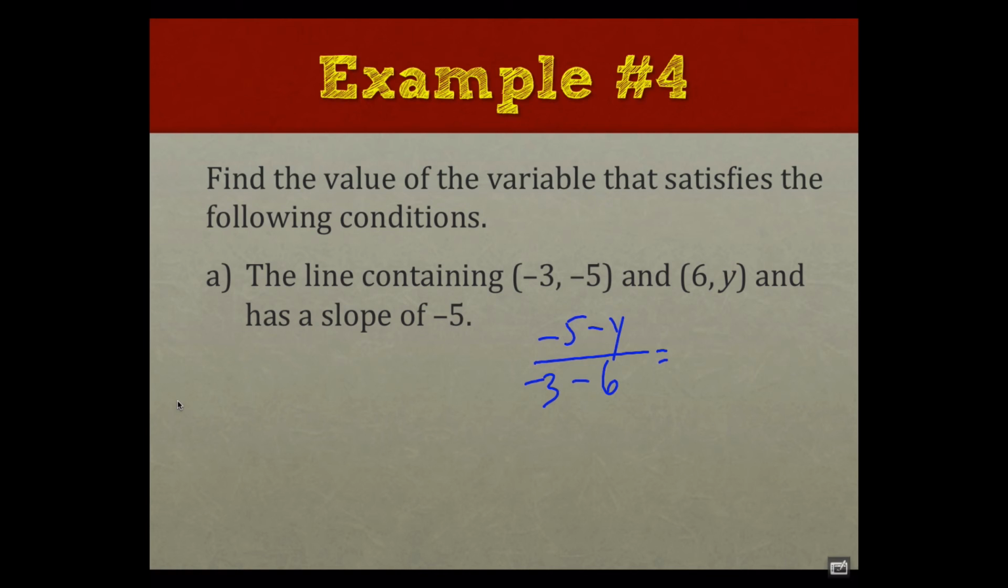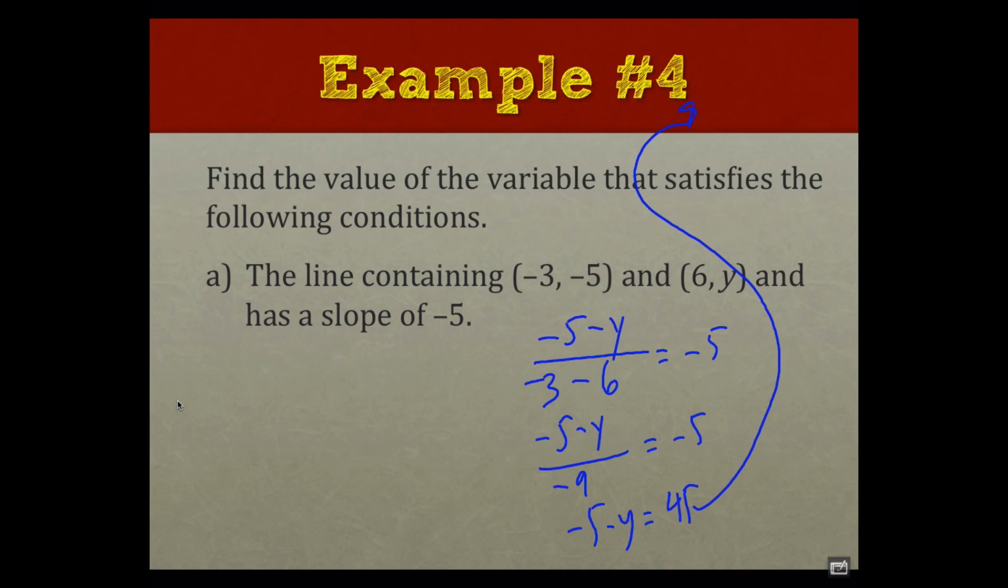Equals what? Negative 5, because that's a slope equation. So I have an equation with a variable in it. Figure out what the bottom is. Multiply both sides by -9. Add 5 to both sides, I get negative y is equal to 50, so y is equal to negative 50. That's a big number.